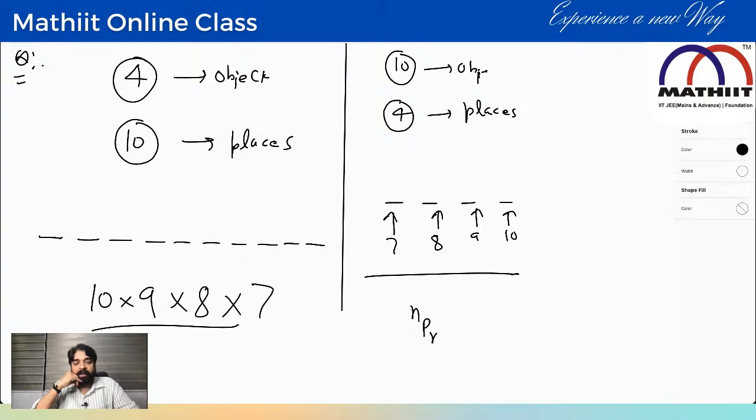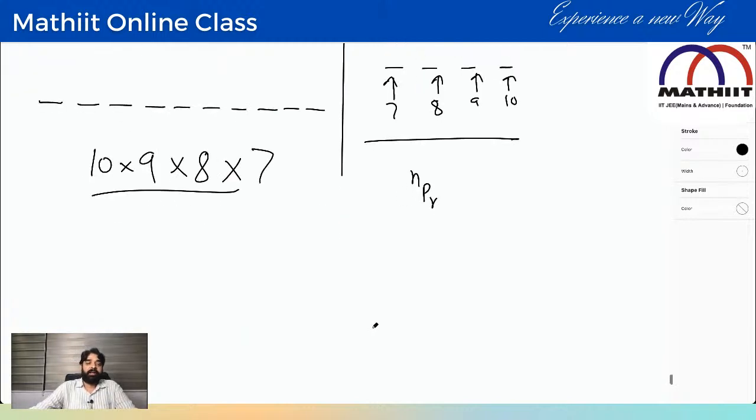Am I clear to everyone? Arranging 10 objects into 4 places will be 10P4, or 4 objects into 10 places is the same. So that will be nPr only. No difference. This point always keep in mind.